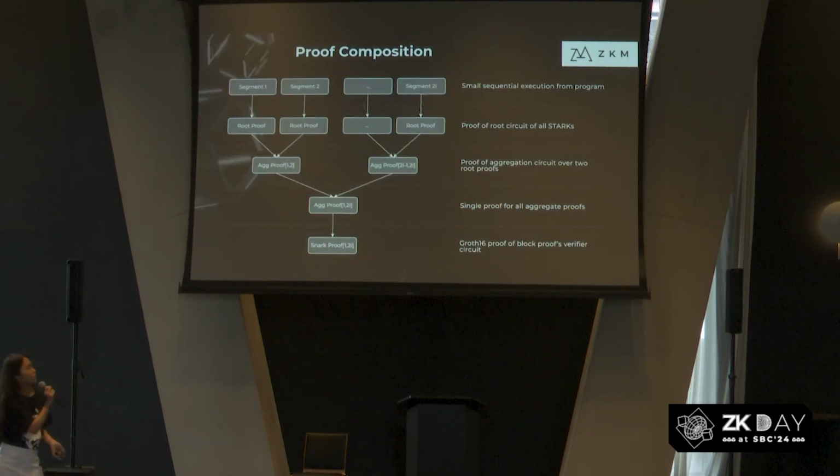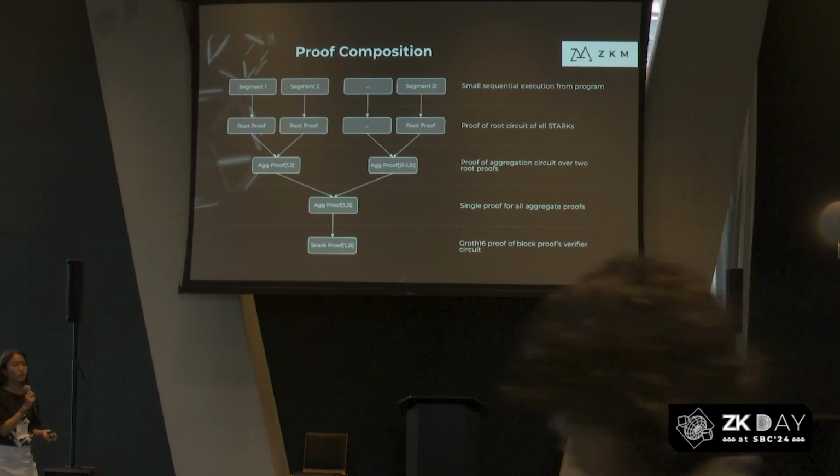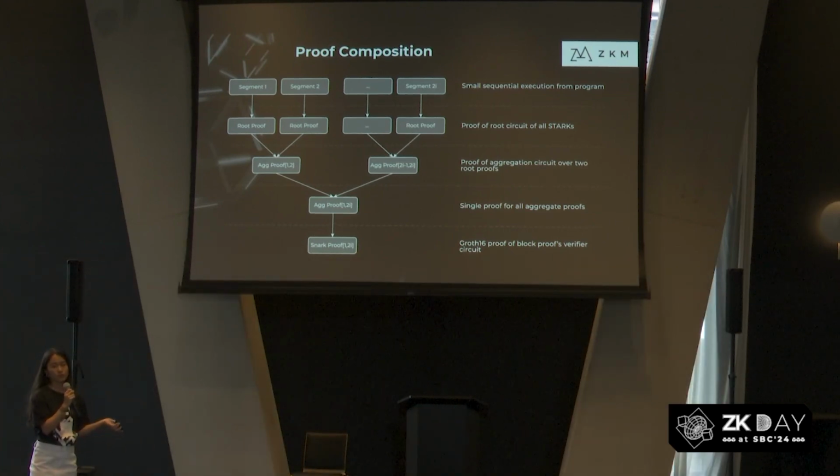So just an overview of the composition of the proofs that are generated by the service. We first start off with a program. That program is compiled to MIPS in the format of an ELF binary, and that ELF binary is split into segments. From there, we generate a Stark proof for each segment, and because we're using multiple different trace tables, we may have multiple Starks for each instruction. So what we do is we combine those Starks together into a single root proof for each segment, and that root proof is the proof of the root circuit for all of those Starks.